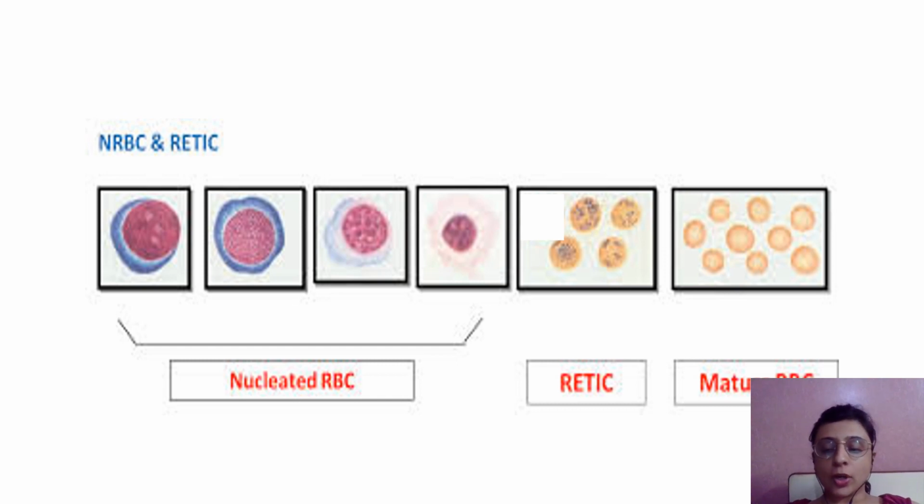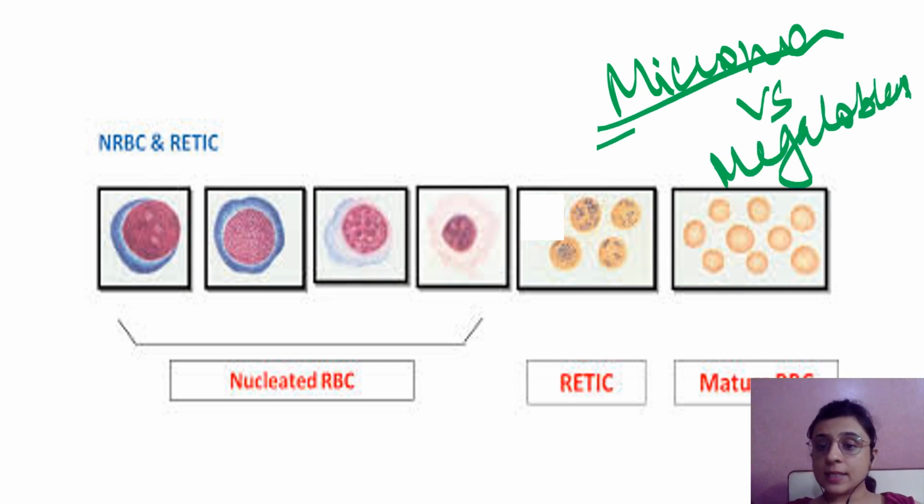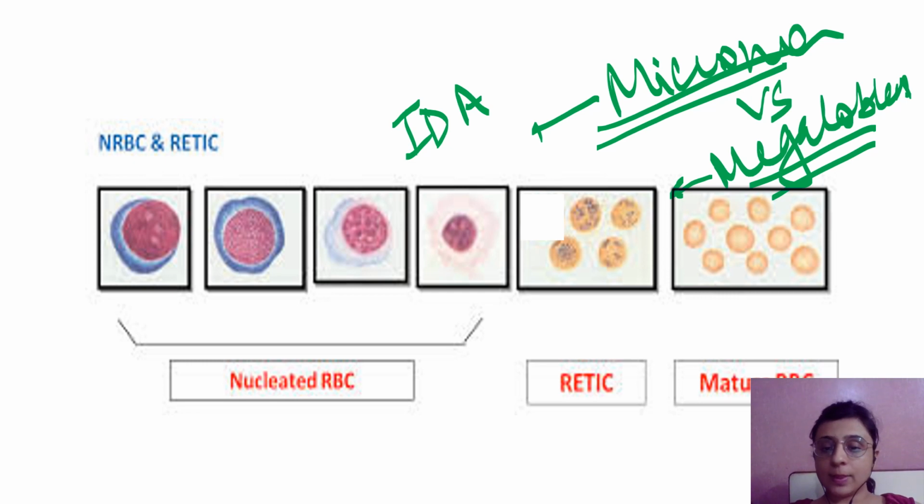Students, this is a short class. We will be discussing the differences between micronormoblast versus megaloblast. As the name suggests, micronormoblasts are seen in case of iron deficiency anemia and megaloblasts are seen in case of megaloblastic anemia.